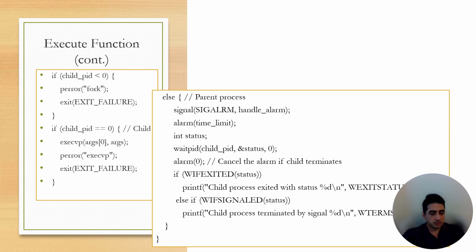All right, so in the previous slide, you saw that the execute function called the fork system call, and the child PID was returned. If the child PID is negative, that means some error happened in the fork, so we're going to exit immediately. Otherwise, it's going to be either zero or a positive value. If the child PID is zero, that means the child is running this code. And otherwise, it's going to be the parent.